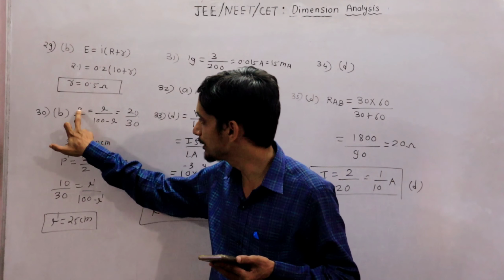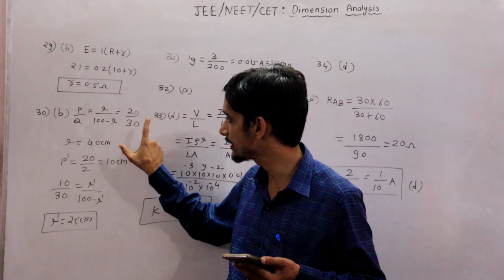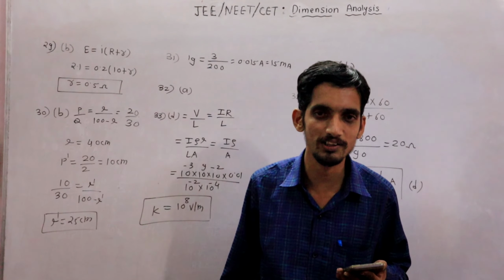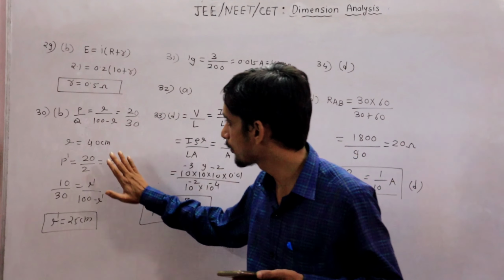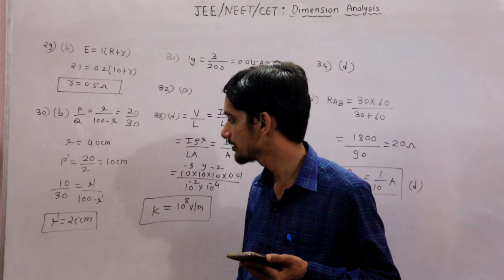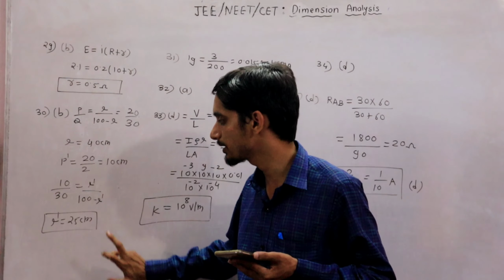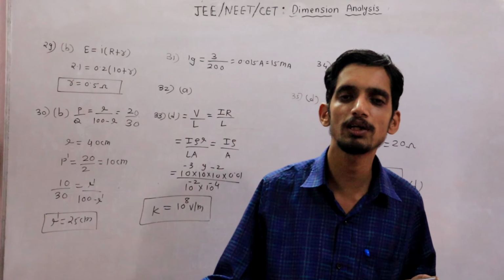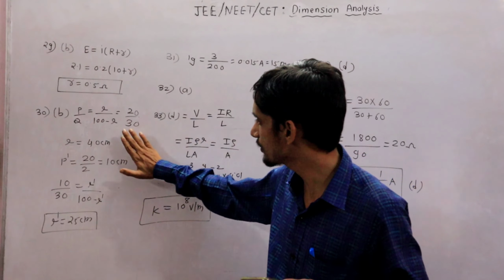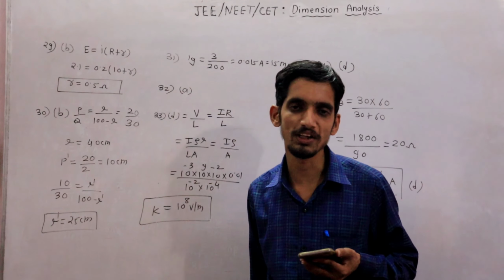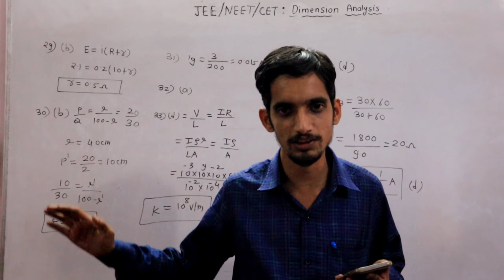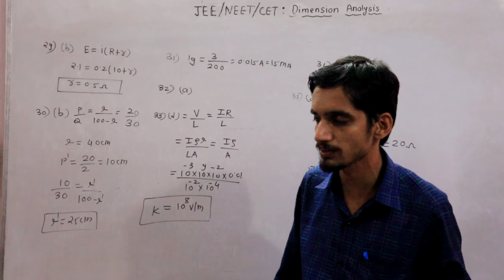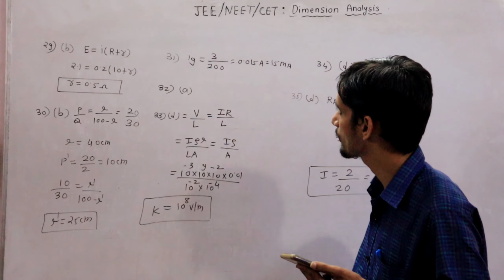Again, listen here. P by Q is L by 100 minus L, which is 20 by 30. So now the balancing length is 40 centimeter from the left. Now the resistance is reduced to half, it is 10. So now 10 by 30 is L' by 100 minus L'. So now the new balancing length becomes 25. So the original balancing length was 40, now it becomes 25. So the shift is 15, but it is to the left. So option B is the answer for question number 30. Now question number 31.